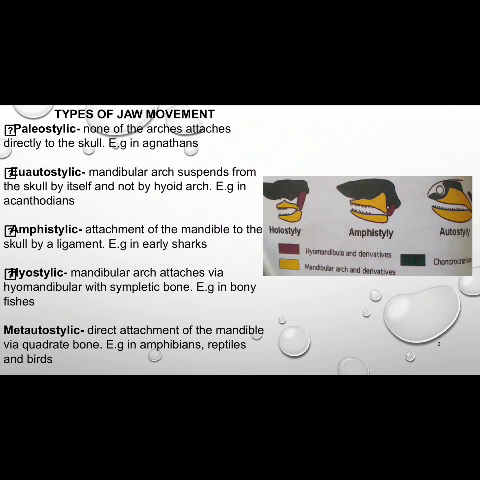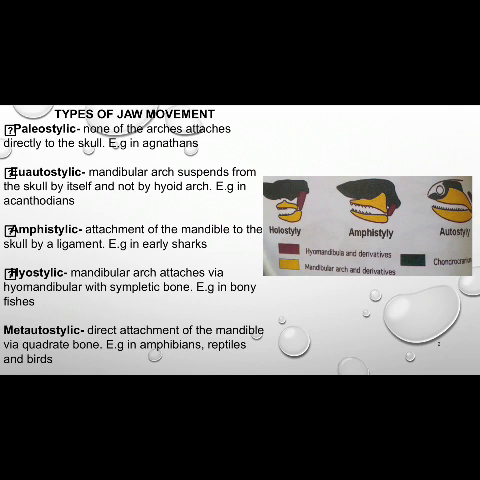While I said the paleostylic, you have the branchial arches there, and the branchial arches are not attached directly to the skull. So paleostylic is seen in arches as well, and it gives support to the gills in fishes.